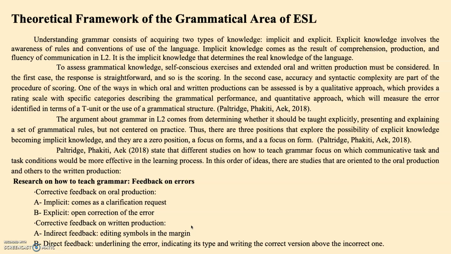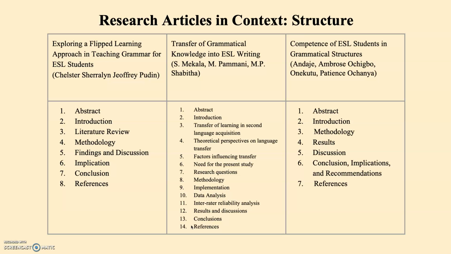Research on how to teach grammar: feedback on errors. There is the corrective feedback on oral production that is divided into implicit, which comes as a clarification request, and explicit, which is open correction of the error. The corrective feedback on written production includes the indirect feedback, editing symbols in the margin, and the direct feedback, underlining the error, indicating its type, and writing the correct version above the incorrect one.